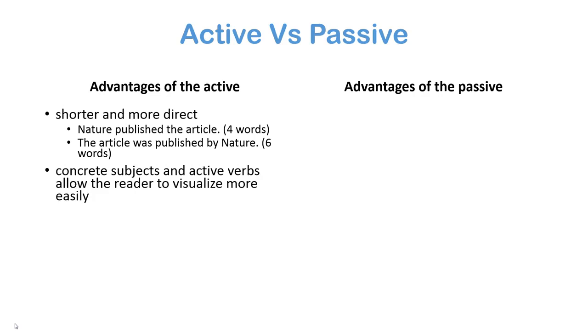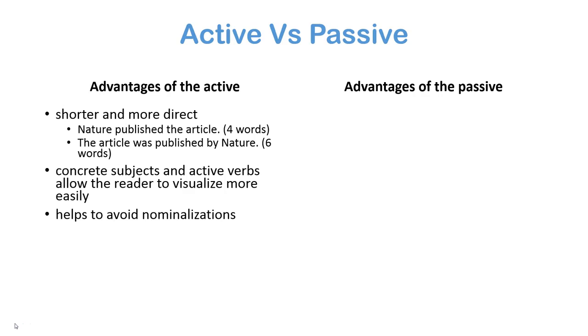Next, concrete subjects and active verbs allow the reader to visualize more easily. So we covered this in an earlier video, that concrete subjects and active verbs make sentences more interesting because readers can visualize things more and it's easier for them to grasp. So an active sentence is more likely to have an active verb, of course, and it's more likely to have a concrete subject because it has a subject, whereas passive sentences do not have subjects.